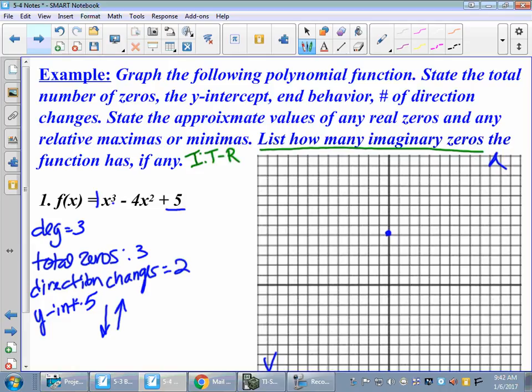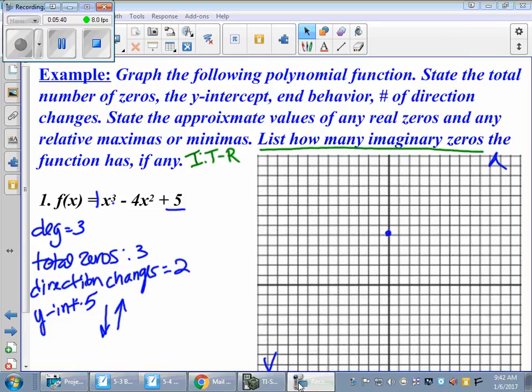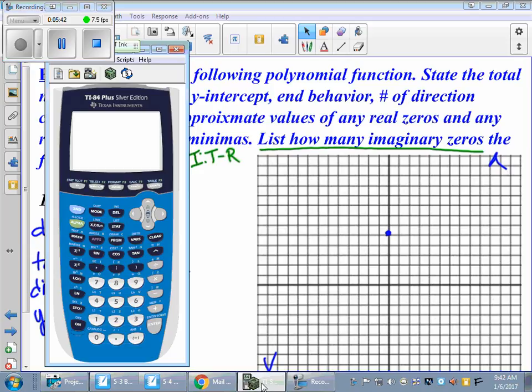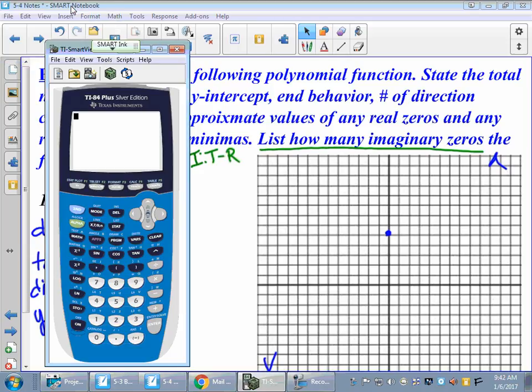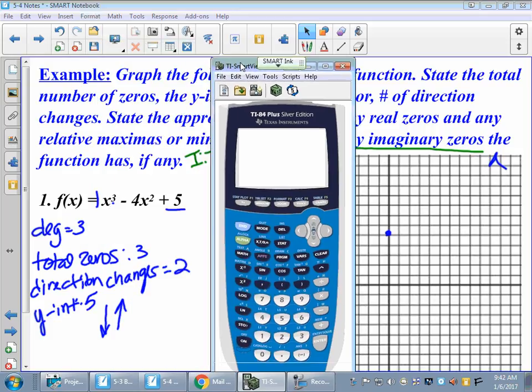So now we bring in the graphing calculator. Now I know you don't have one at home, but we'll practice this when we get to class as well. So when I pull up my graphing calculator, I'm going to put in that equation, y equals x cubed minus 4x squared.